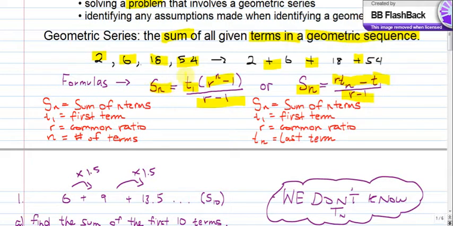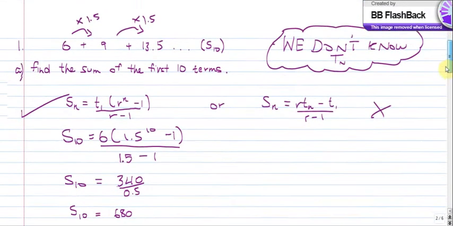S of n is the total sum of the whole equation. T1 is the first term of the sequence. For this example, it'll be 2. R is the number you multiply by each time or divide by each time. For this example, it'll be 3 because you multiply by 3 each time. N is the number of terms in the sequence. And for this specific equation, t of n is the last term in the sequence. So if you're given the last term, you should use that formula.